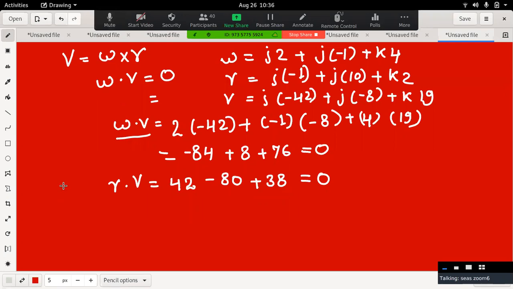So in the next class we will see how these dot products and cross products can be used to determine the position of any mechanism. Now, let's say there is a mechanism and you know the radius vector of one point. How can you tell the positions of the other links with the help of dot products and cross products? That we will see in the next class. So this is all for today.